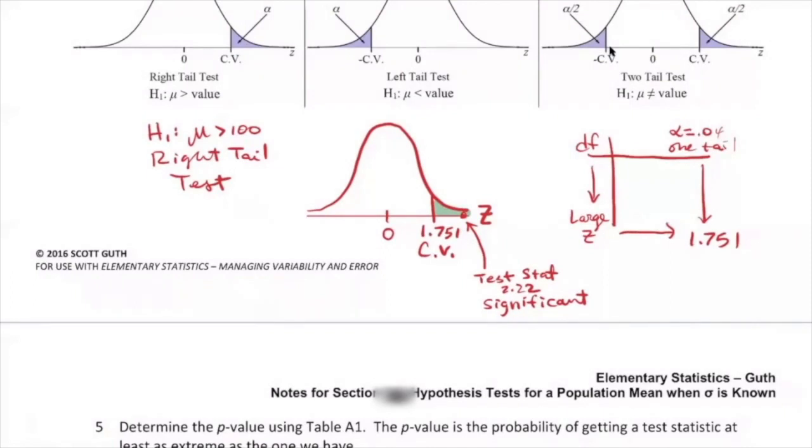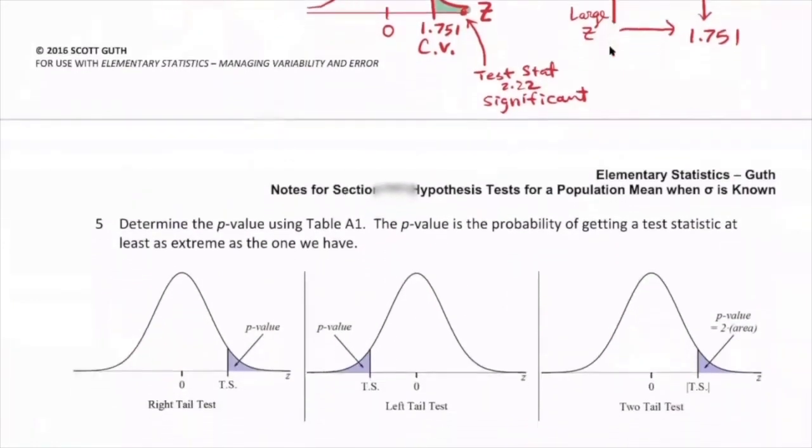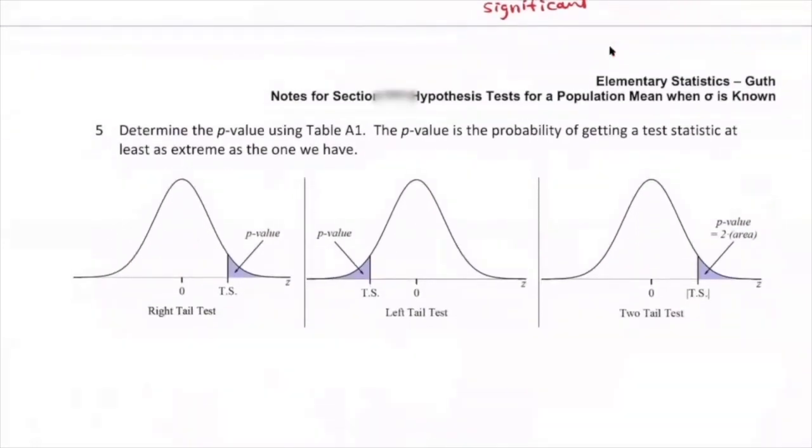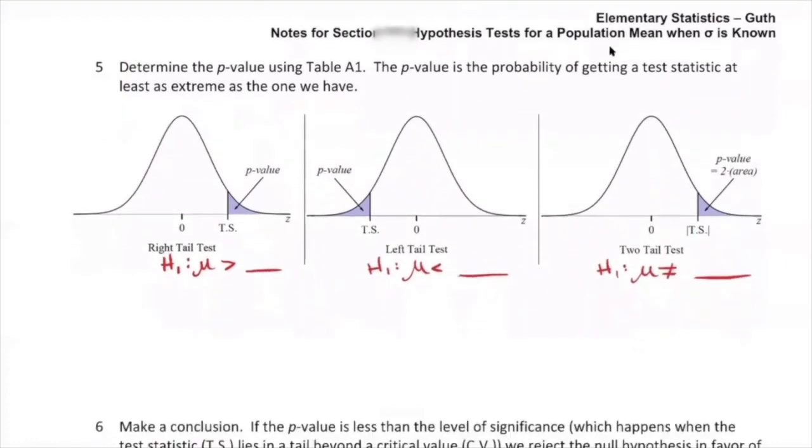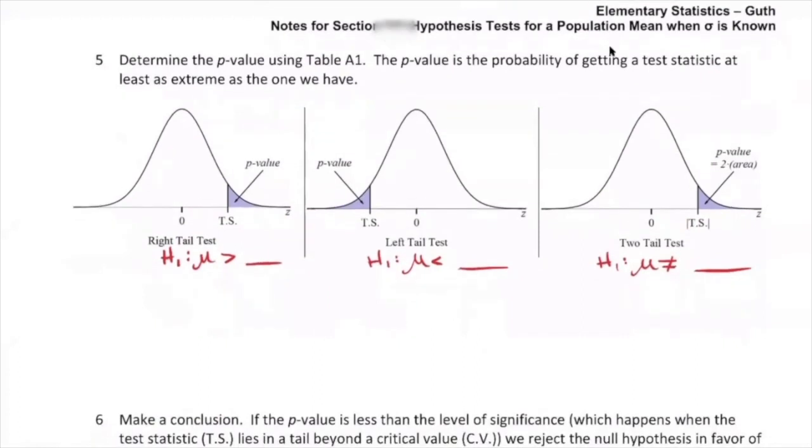Okay, now the p-value measures how significant it is, sort of on that sliding scale. So there's a picture here again with a right tail test. You have the alternative hypothesis saying mu is greater than something. A left-tail test has H1 saying mu is less than a value. And of course, the two-tailed test, H1 says mu is not equal to a value. Okay. So I think we're doing a right-tailed test because we're saying mu is bigger than 100.